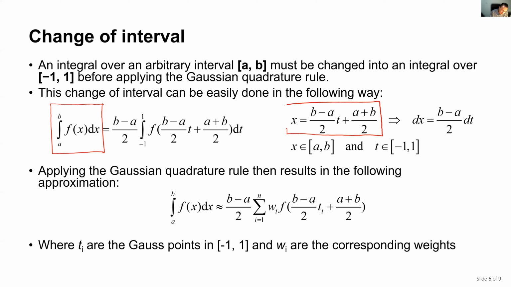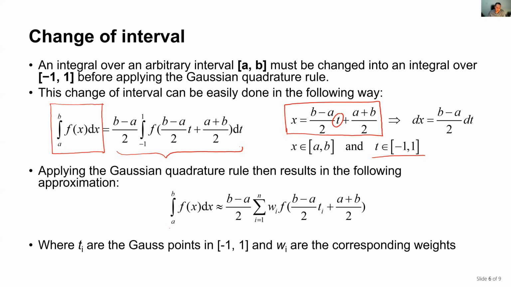We substitute x by this, which has a new variable t. In this case, x belongs to the interval [a, b], while t now belongs to the interval -1 to 1. By doing this, I take a new formula here, and I have transformed my integral to an integral which is defined in the interval -1 to 1, and then I can easily apply the Gaussian Quadrature rules.